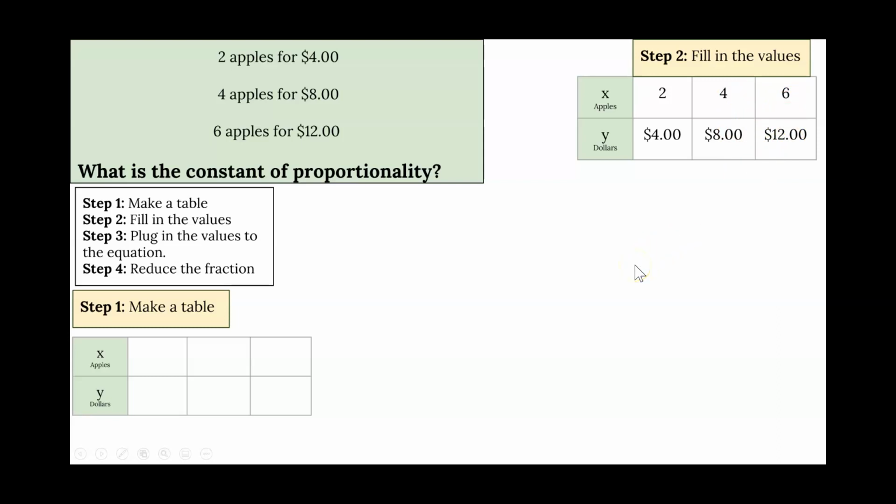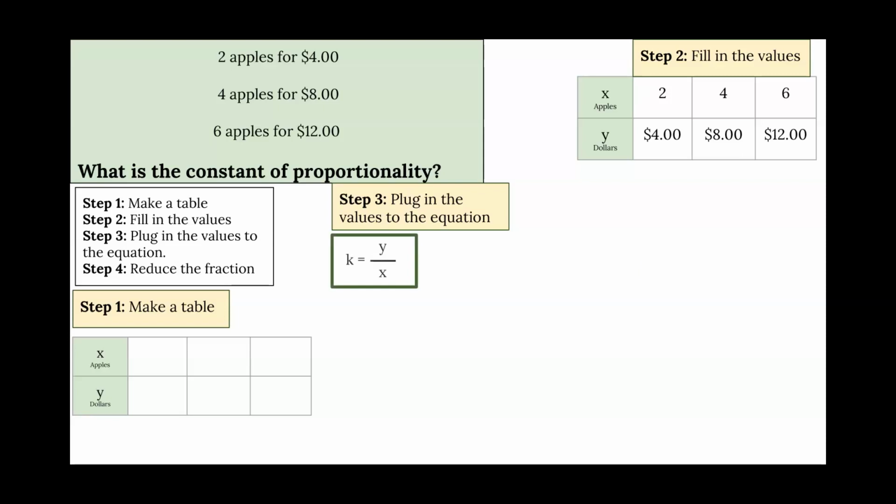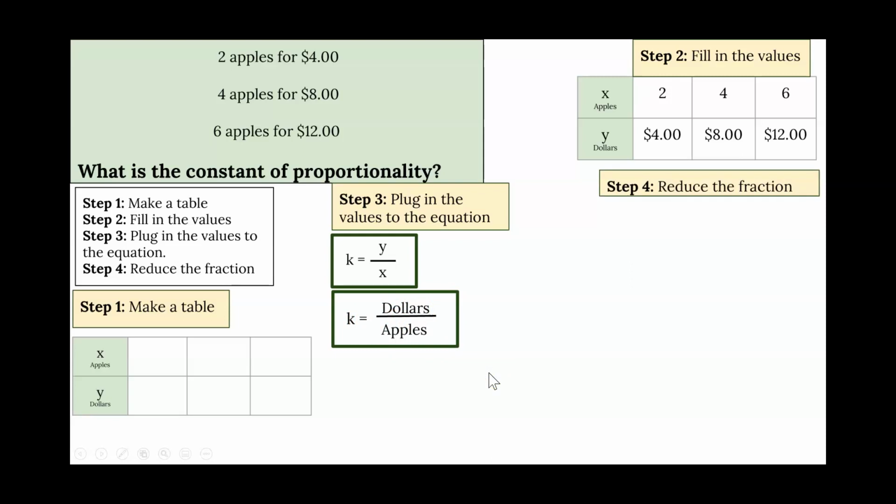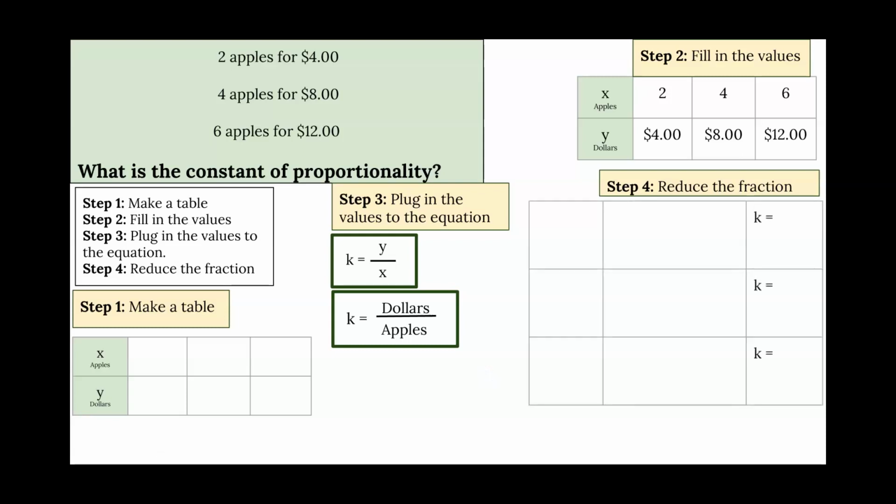So far, so good. Step 3 is that we're going to plug the values into the equation. Our equation is k equals y over x, what we talked about. In this case, y is dollars and x is apples. So what this is actually going to look like is k equals dollars over apples. Step 4 is, once we plug it all in, we are going to reduce the fraction. So let's get started.